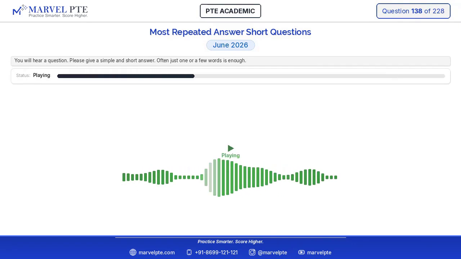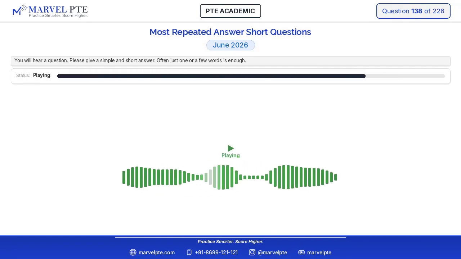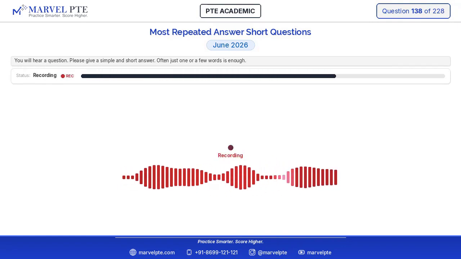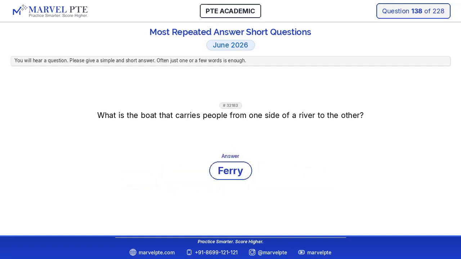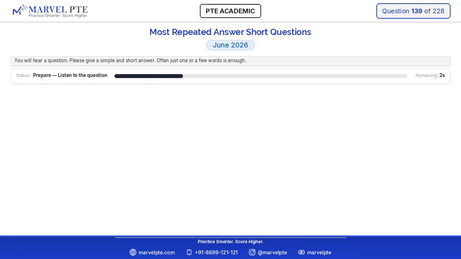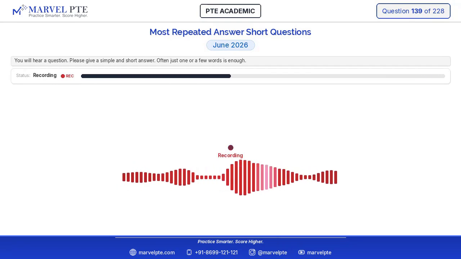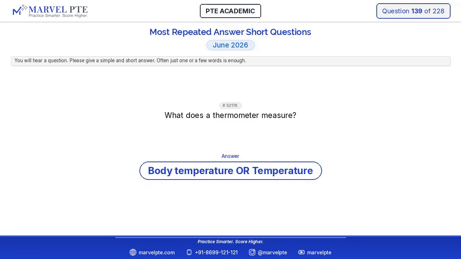What is the boat that carries people from one side of a river to the other? Ferry. What does a thermometer measure? Body temperature. Temperature.